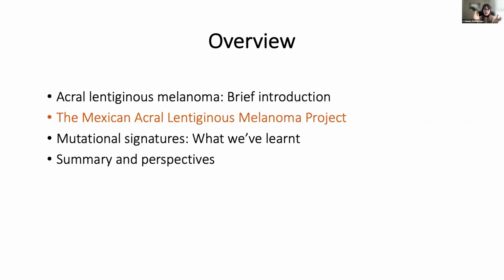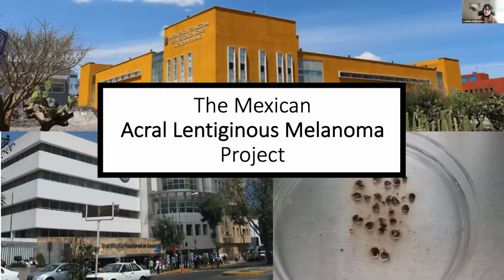Okay, so now I'd like to tell you about our project and what we're trying to do to investigate more about this cancer. For this, we started what I like to call the Mexican Acral Lentiginous Melanoma Project. This has been started in collaboration with institutes within the country, for example, the Institute for National Genomic Medicine, which is in Mexico City, and the National Cancer Institute of Mexico, and also international institutes such as the National Cancer Institute of Brazil and the Wellcome Sanger Institute.